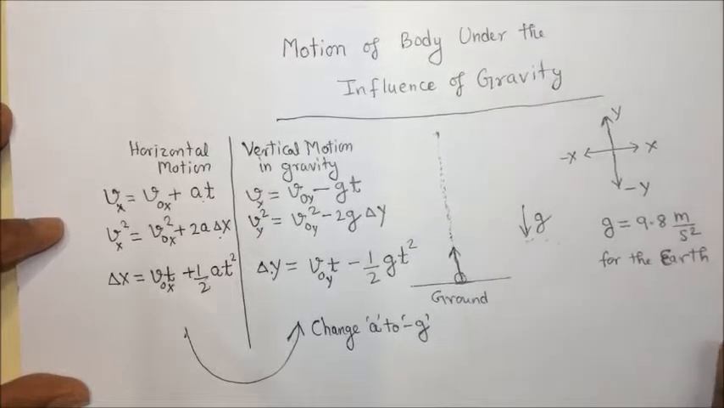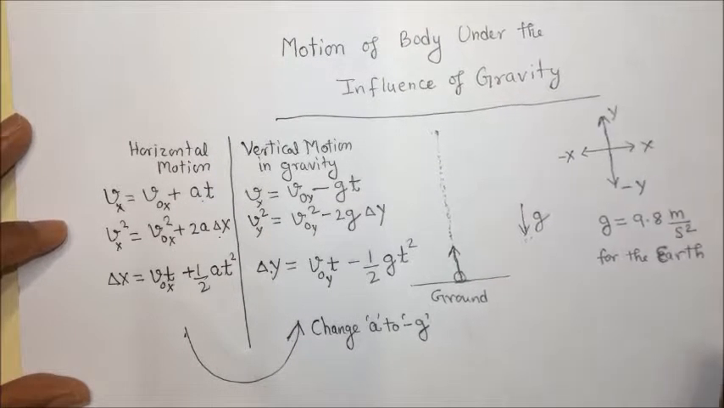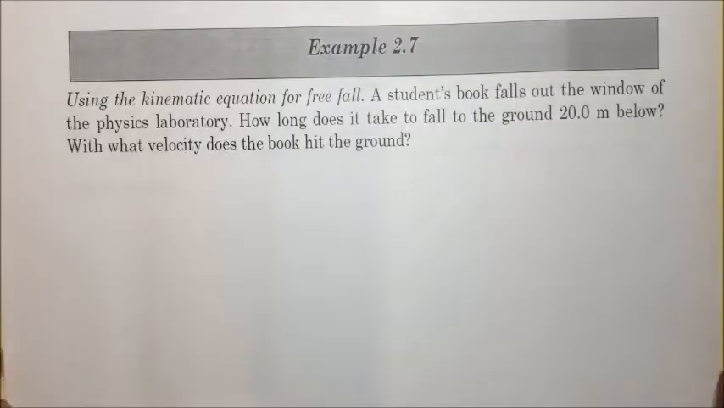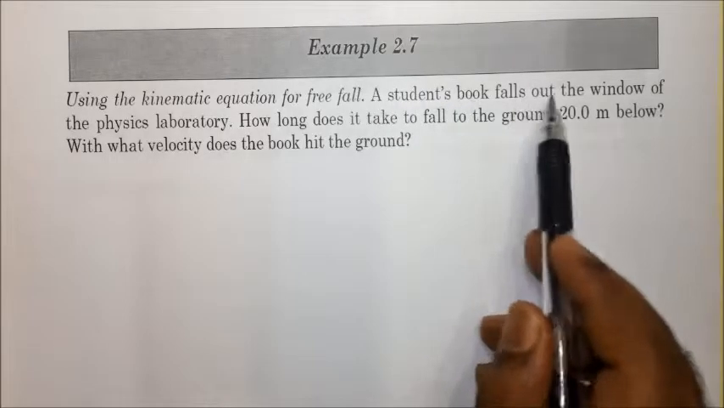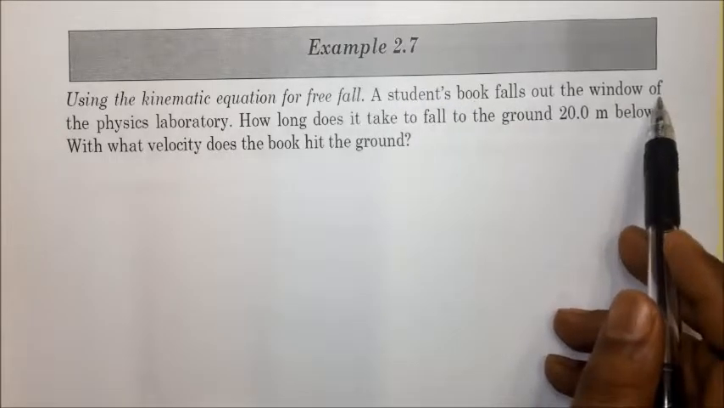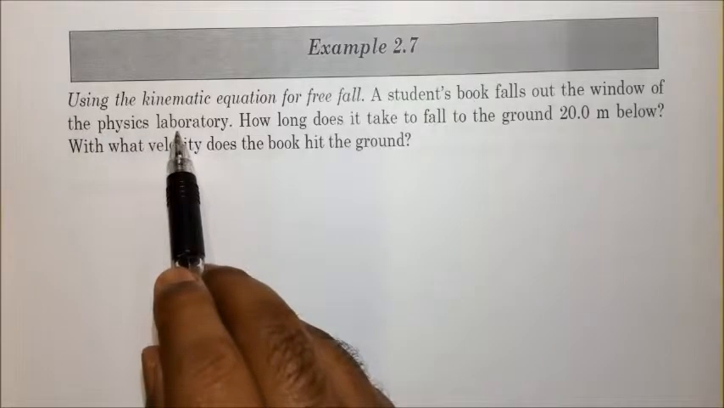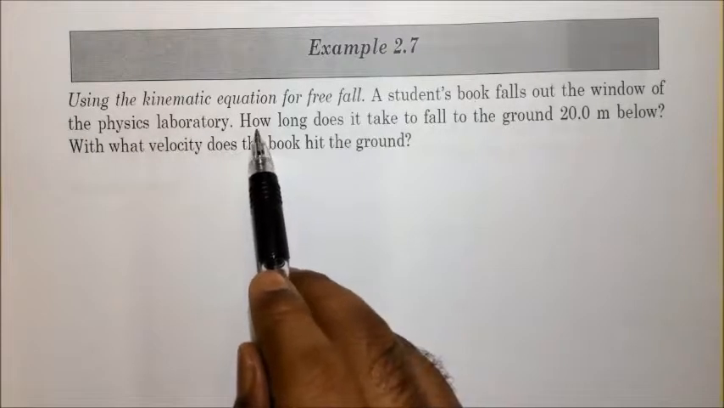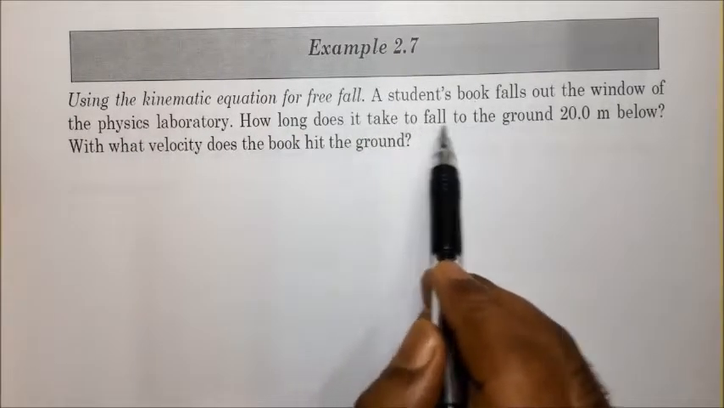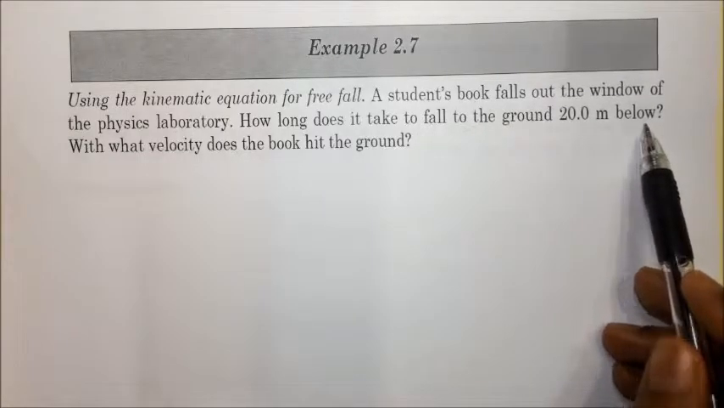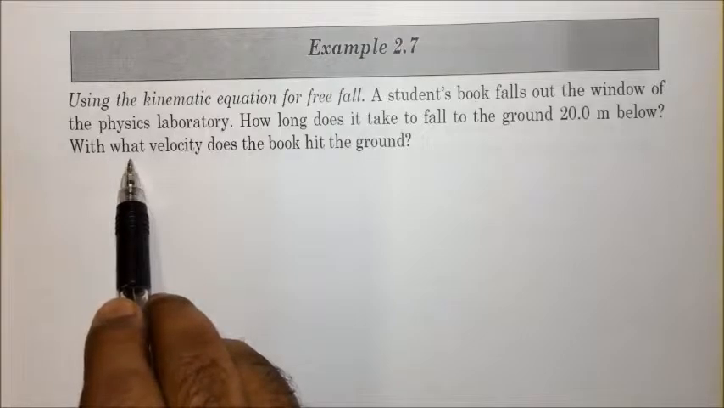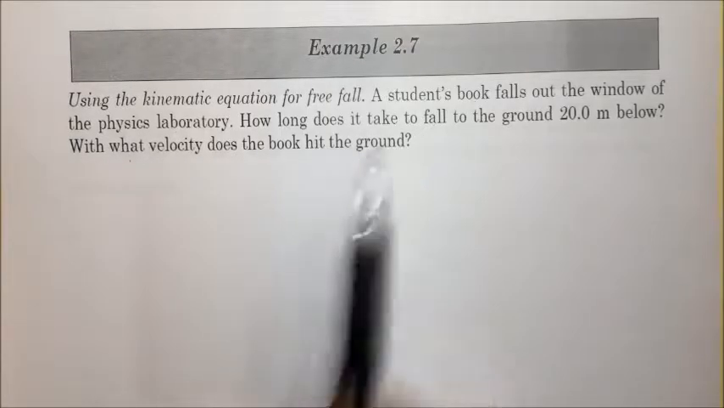Let's see how we can use these equations to solve different problems. This is example 2.7. A student's book falls out of the window of the physics laboratory. How long does it take to fall to the ground 20.0 meter below? With what velocity does the book hit the ground?